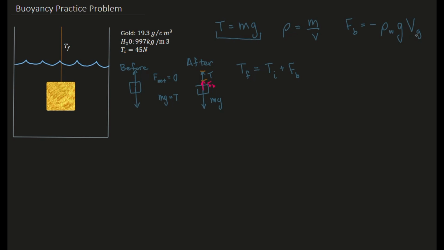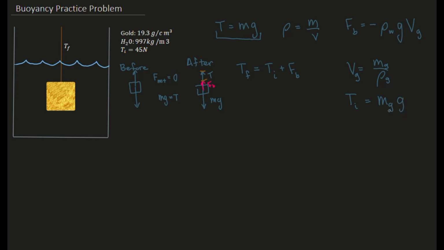The next step is to use the density equation, rho equals mass over volume. We're going to rearrange it so that the volume is equal to the mass over the density. This is the volume of the gold, the density of the gold, and the mass of the gold, because this is what we're trying to figure out. We want the volume of the gold. All of these are known except for the mass of the gold. We don't know what the mass of the gold is. In order to find that, we're going to use the fact that the initial tension force, T initial, is equal to the mass of the gold times the gravitational acceleration.